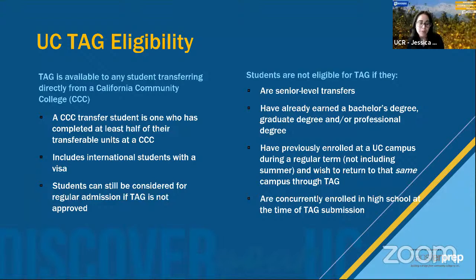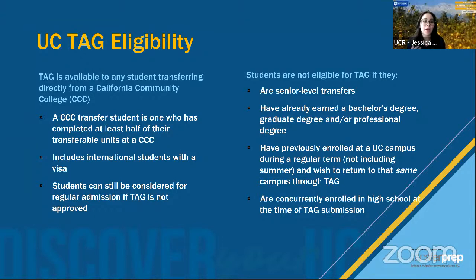So TAG eligibility. Like I mentioned, TAG has some additional requirements aside from general admission. So Melissa talked about what those general transfer admission requirements are. TAG goes a little bit beyond that. So in order to be able to submit a TAG, you do have to be a California Community College transfer student who has completed at least half of their units at a California Community College.